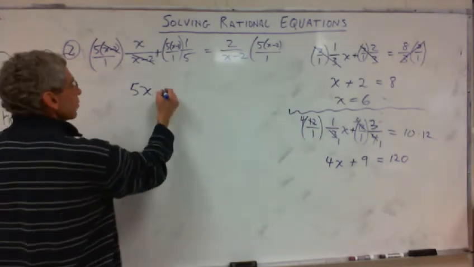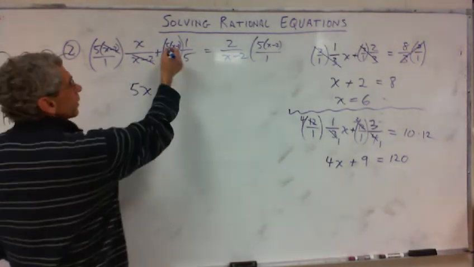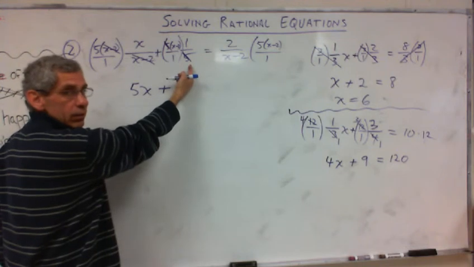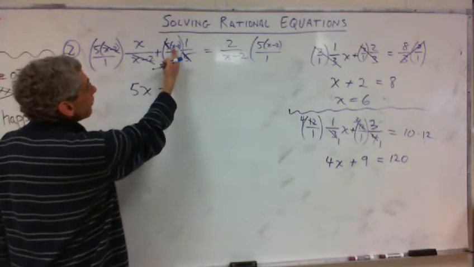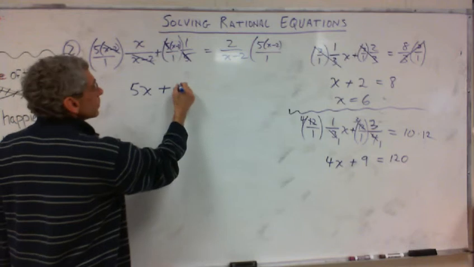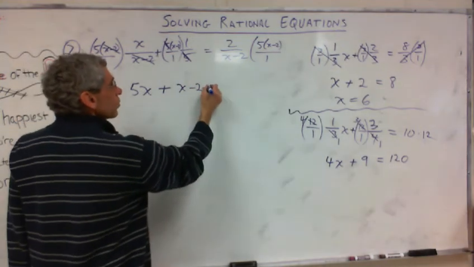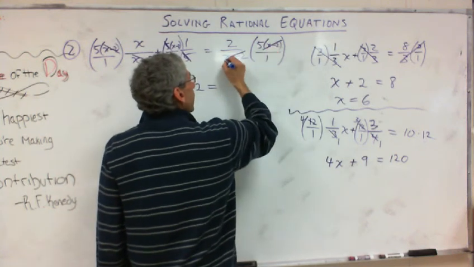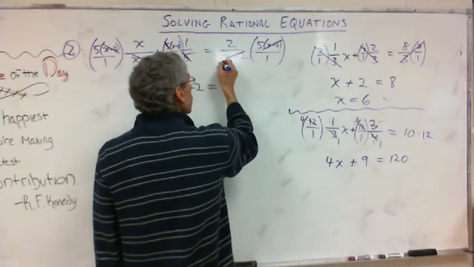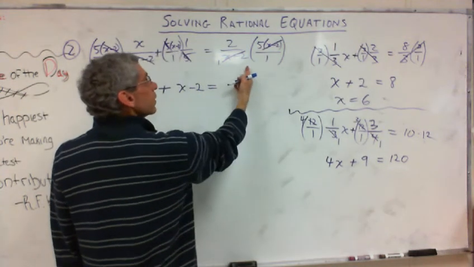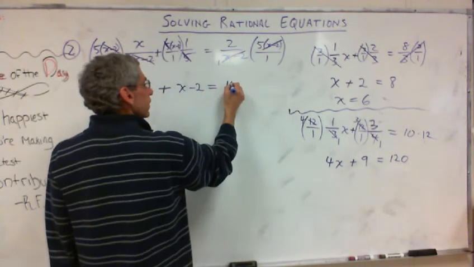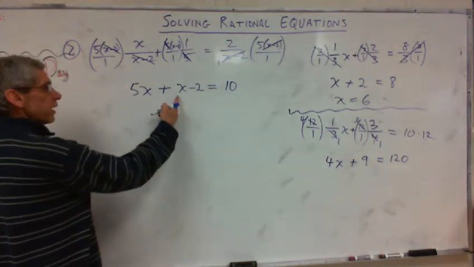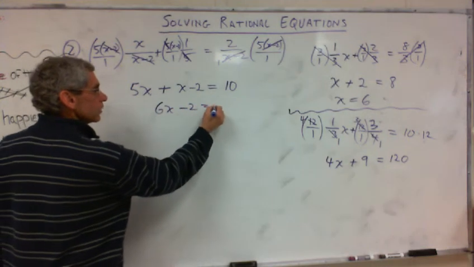So 5 times x, and then plus, now same thing. This time though, the 5s cross out. I now no longer have a denominator. So I have x minus 2 times 1, which is just x minus 2. Equals, over here, I have x minus 2 and x minus 2. I can cross those out. Now I have no denominator, because that's just 1. 1 times 1 is 1. I don't need a denominator of 1. So 2 times 5, which is 10. Suddenly that horrible looking equation becomes so simple. 5x plus x is 6x minus 2 is equal to 10.